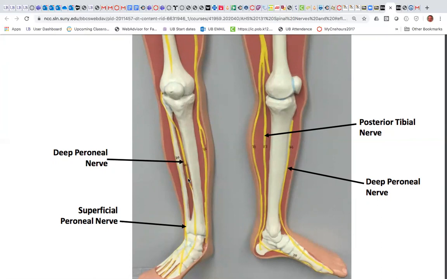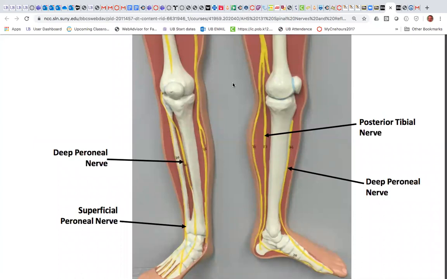All right. So the common peroneal divides into a deep peroneal and a superficial peroneal. The superficial peroneal stays superficial along the lateral side of the leg. That's when you sit with your legs crossed and your foot goes numb in class. It's the superficial peroneal that's getting compressed.